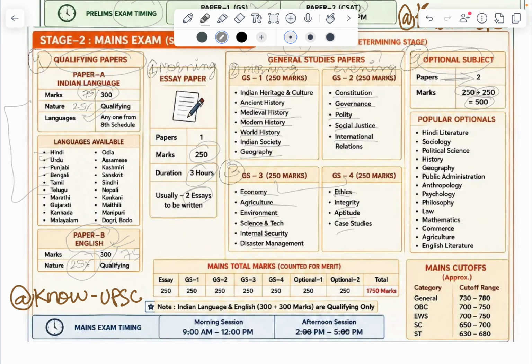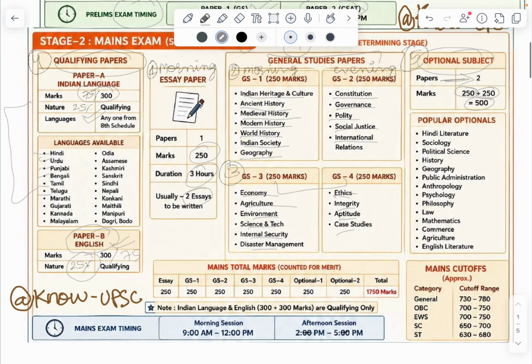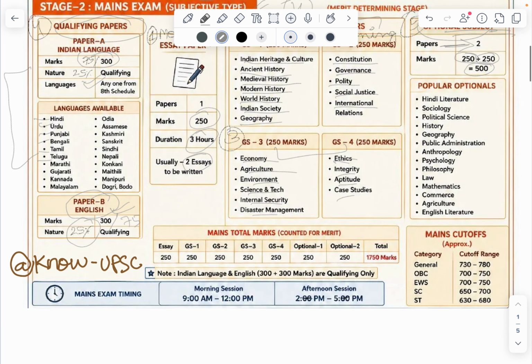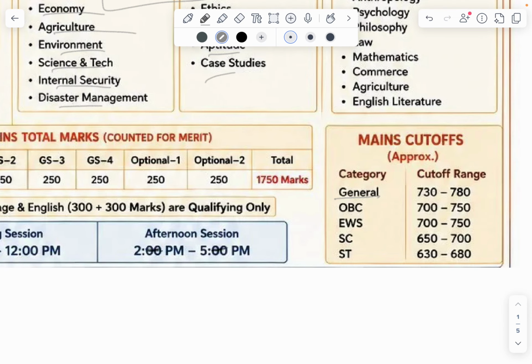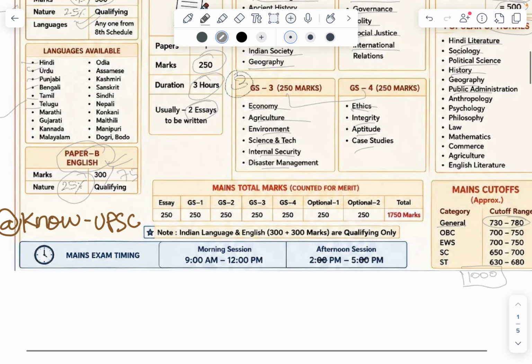The fourth exam will be of your language papers, in morning and evening shifts. And lastly on the fifth day you have to give your optional subject papers in 2 shifts, morning and evening. Also, you can choose optional subjects like Hindi literature, sociology, political science, history, geography and others. The mains cutoffs for general are mainly 730 to 780 to be selected, but for IAS I guess 1000, your target should be 1000 marks.